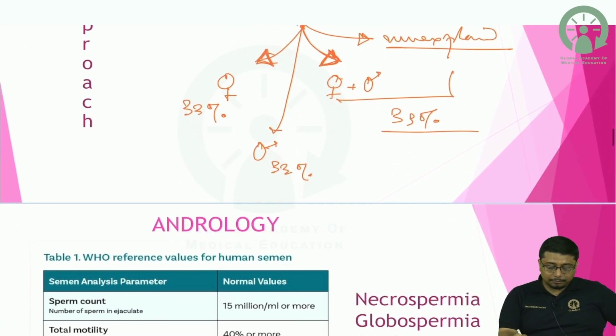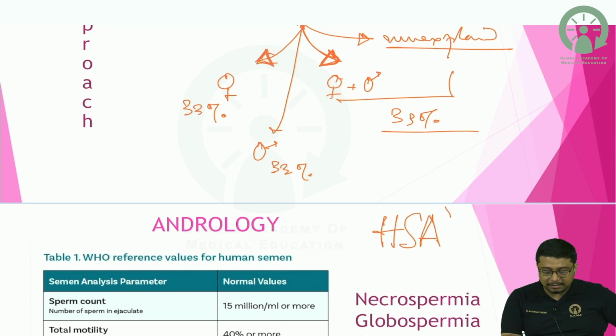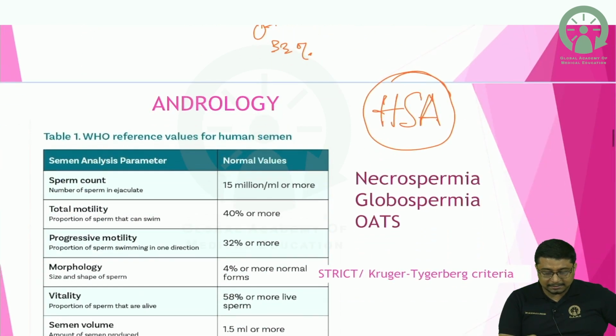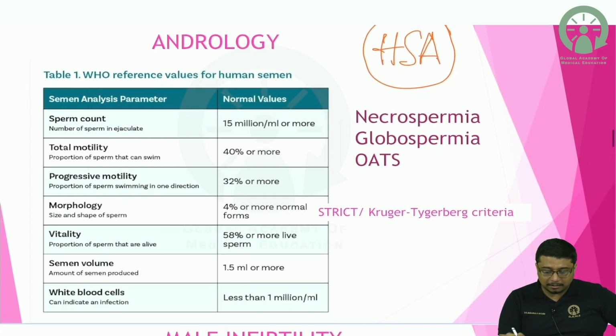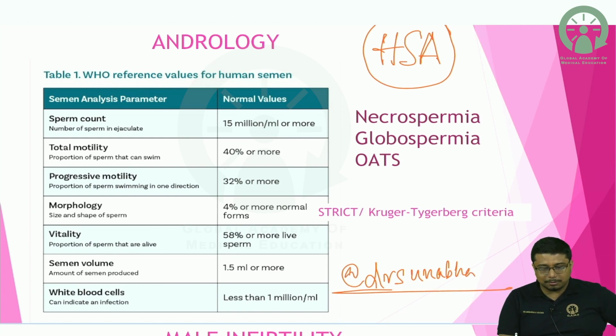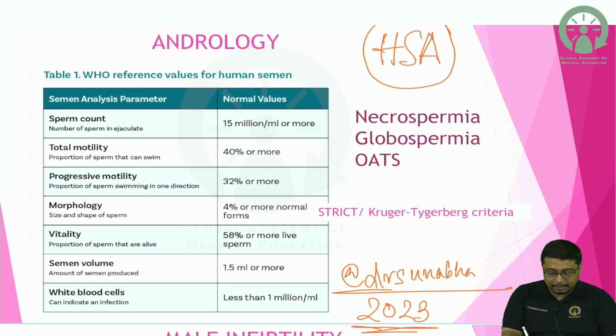So the first core infertility investigation is husband semen analysis. Don't see this chart. You go to my Instagram handle. You have remembered, I think by now, that Dr. Sunabha. You will find the latest WHO semen analysis parameters that were released in 2023, uploaded there, and you read that.